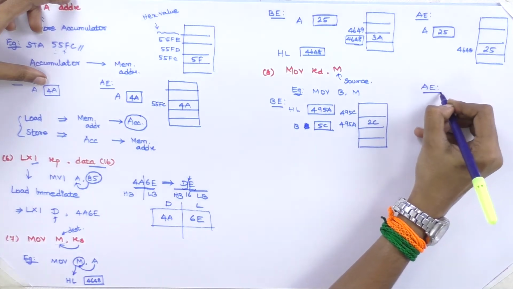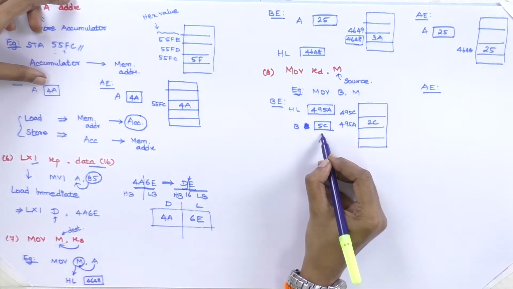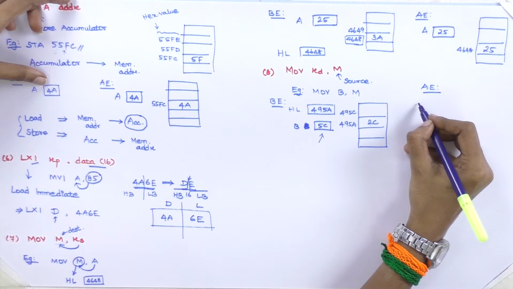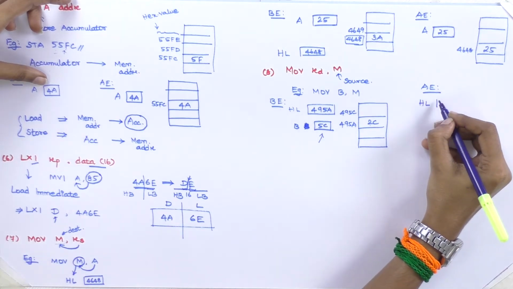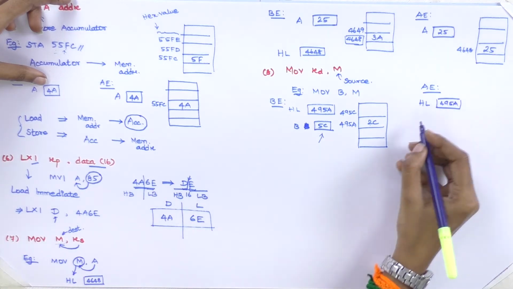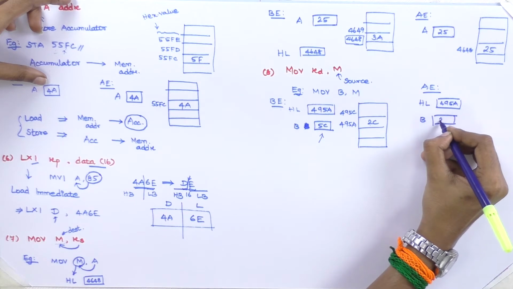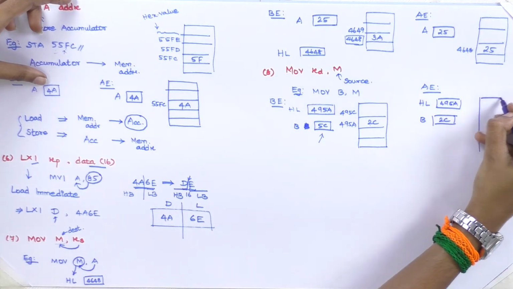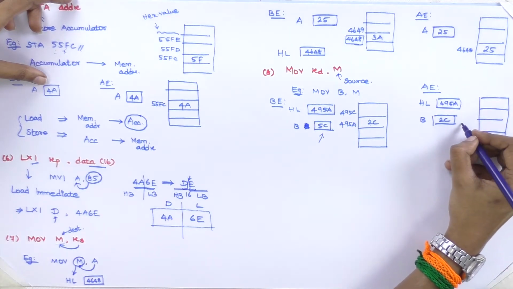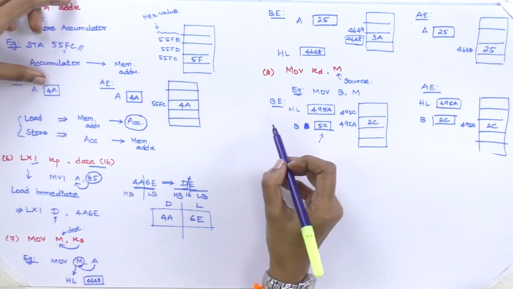After execution, what will happen? The value in B will be replaced with what? It will be replaced with 2C. The HL value will be the same, we are not performing any operation with the memory. So B will be replaced with 2C, and the location 495A will have the same value 2C.